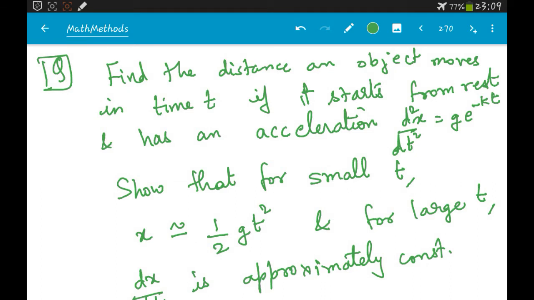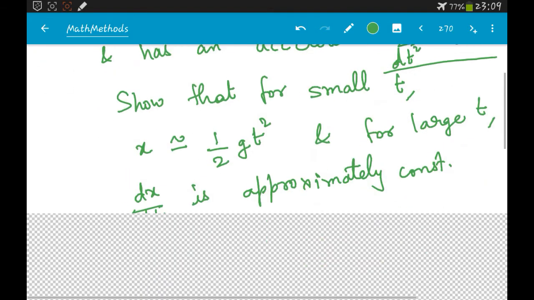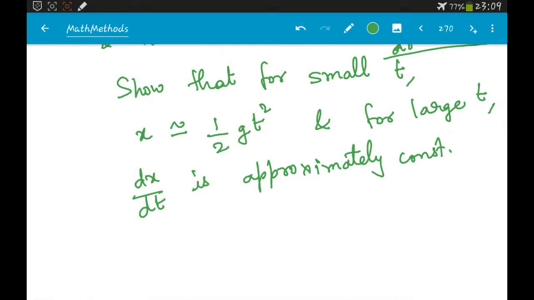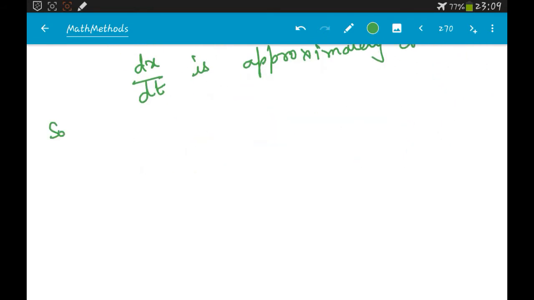Okay, now this is your question. So let's read the question one more time. Find the distance an object moves. So you need to find x as a function of time if it starts from rest and has this acceleration. The equation for acceleration is given to you. So this is your differential equation, and from this equation you need to find x of t. Alright, so let's write it down. d2x by dt square is g into e power minus kt.